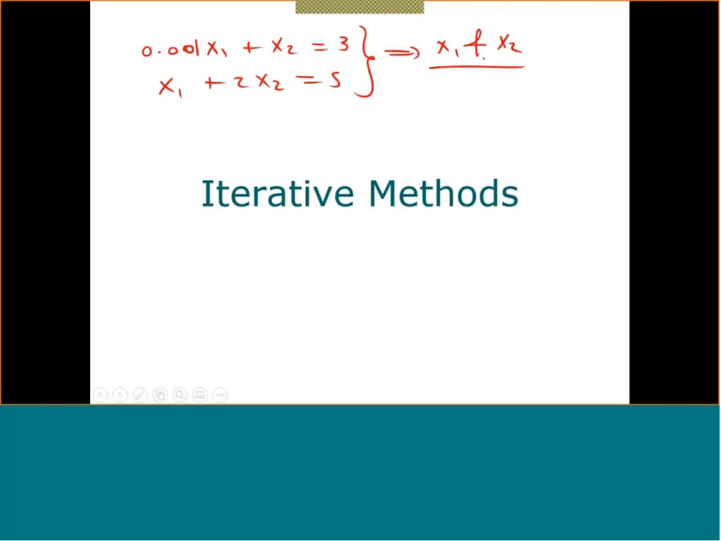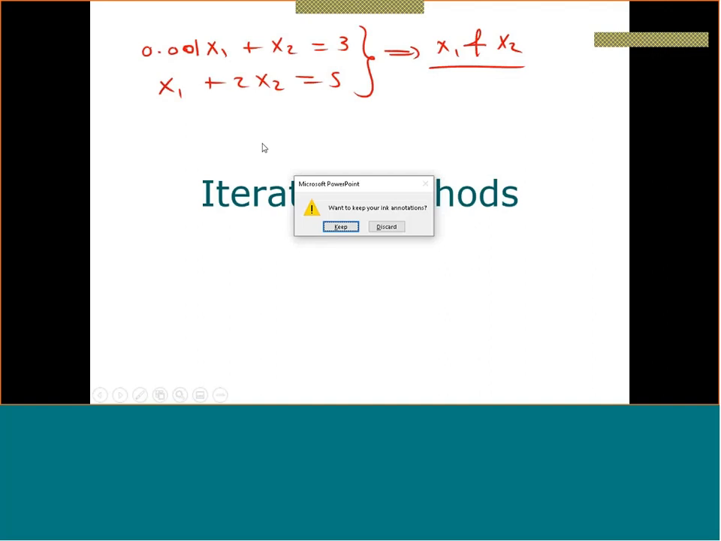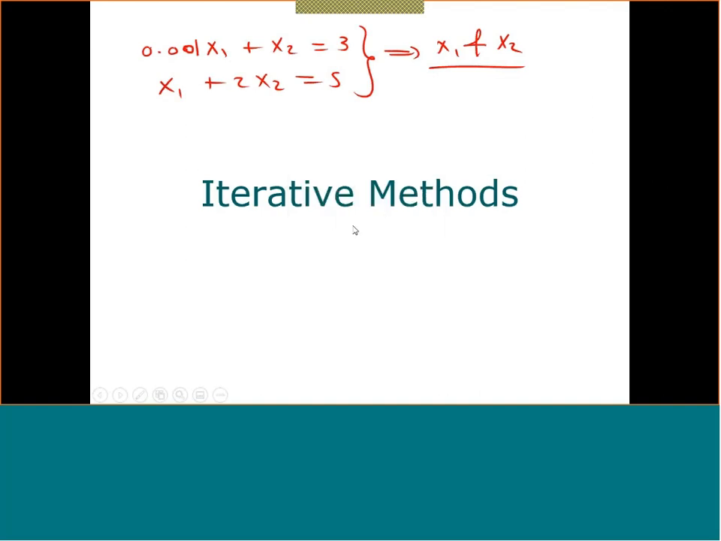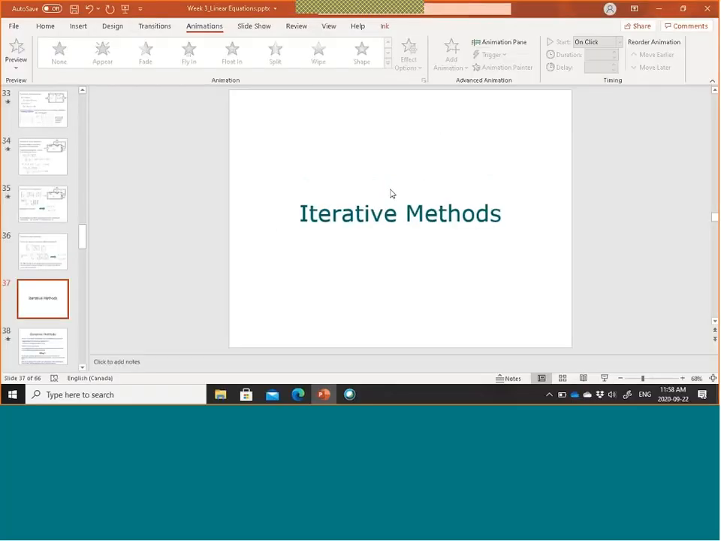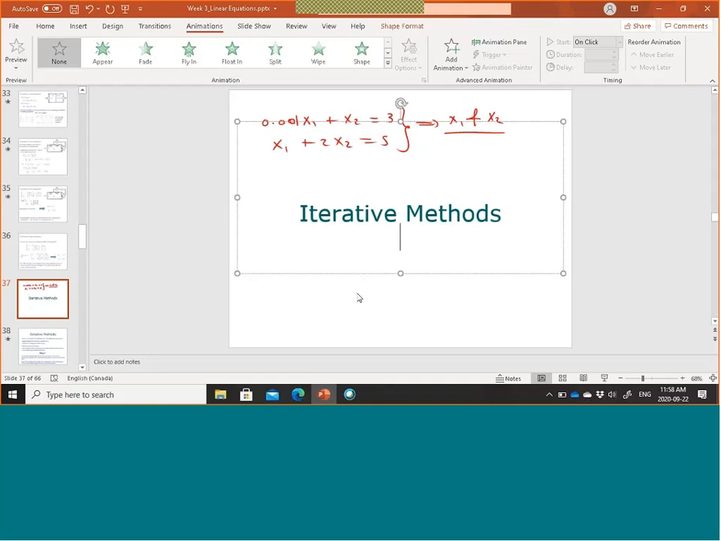Let me insert a page so that I can solve the question.